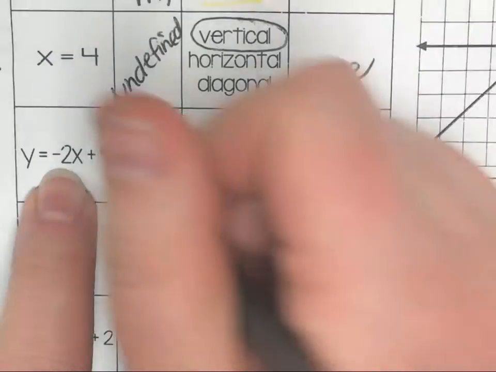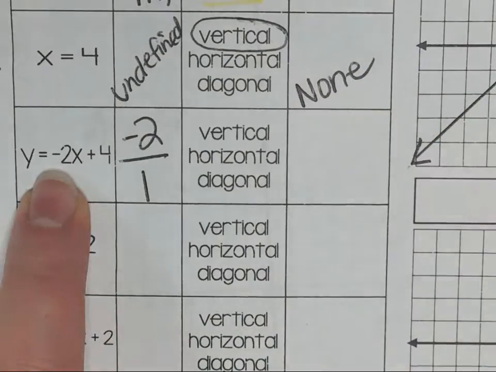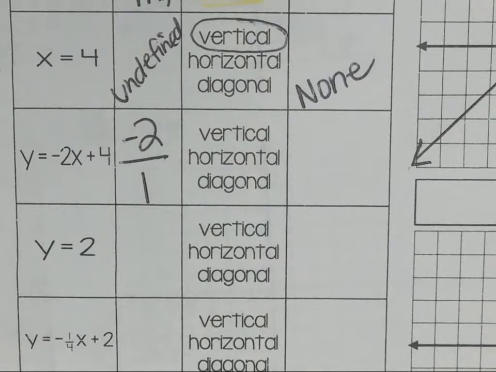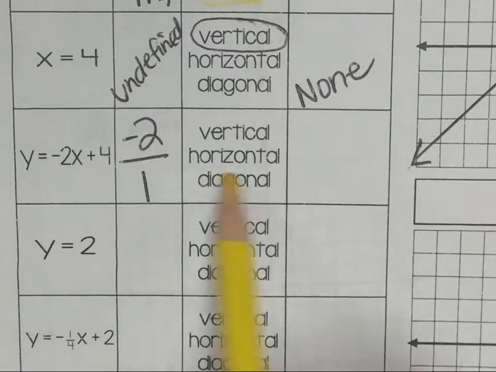And then Kelsey told me we got to put it over 1 because we like to have this written as a fraction. If we have a slope of something that's not 0 or undefined, that means this line is going to be diagonal.